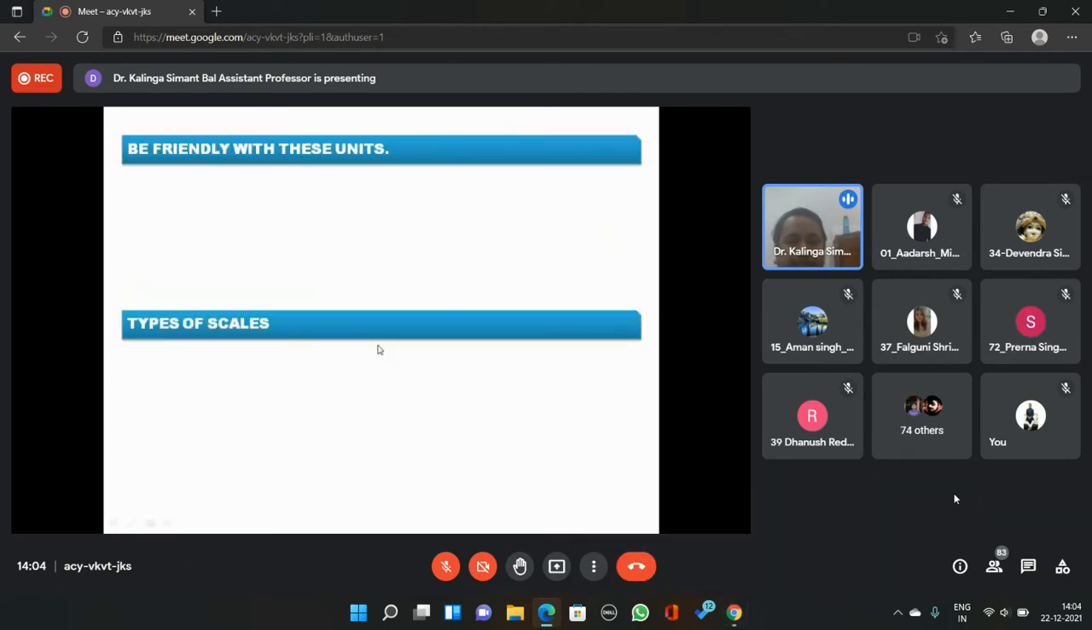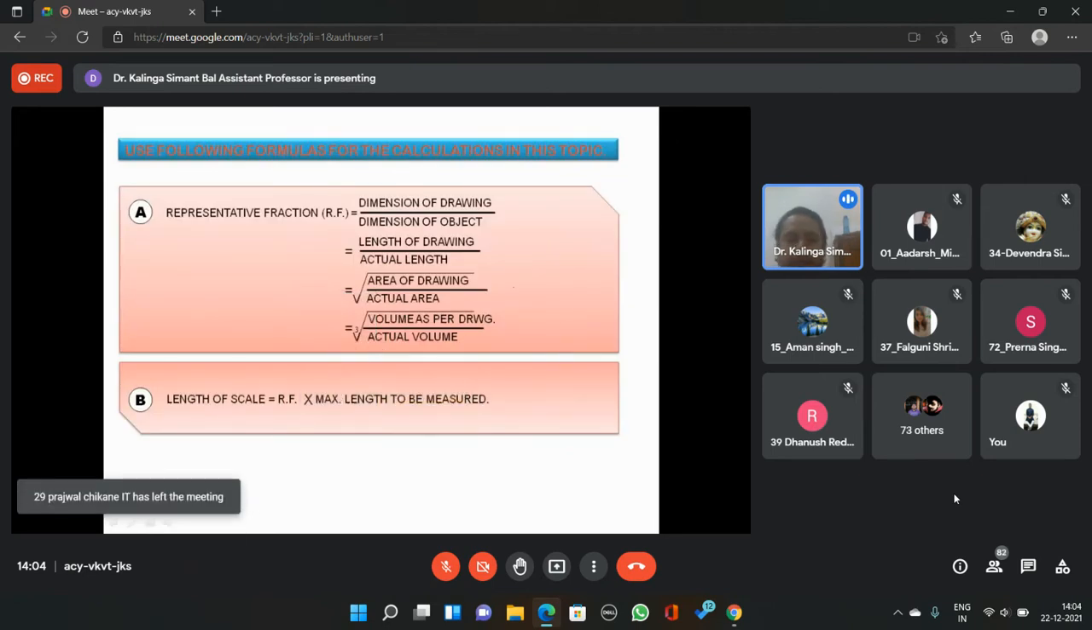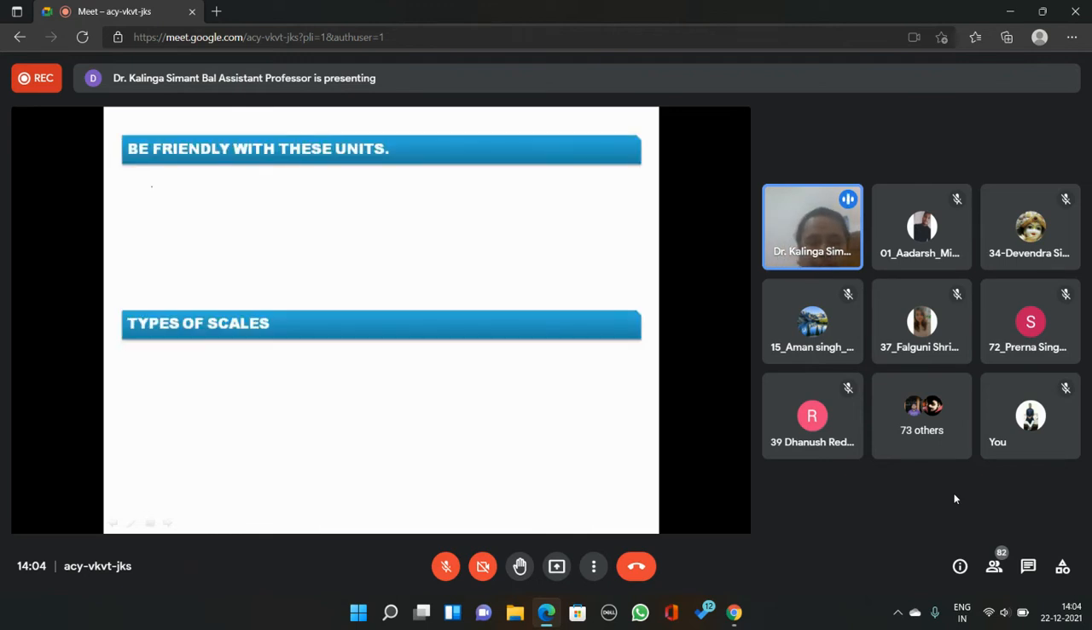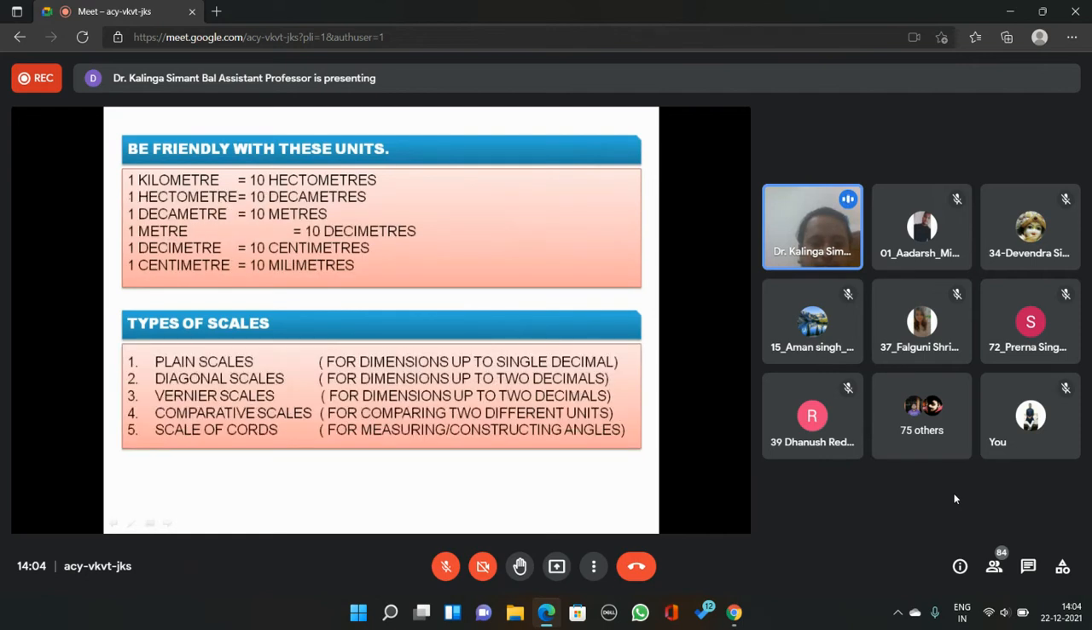The formulas for representative fractions, why it is important. That is to represent a smaller to larger or larger to a smaller one in a drawing sheet. And also the length of scale, which is the maximum scale dimension that we want to draw in a drawing sheet so that it can be represented for a different dimension that we want to show.